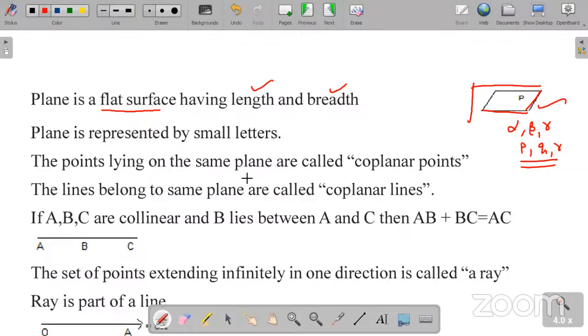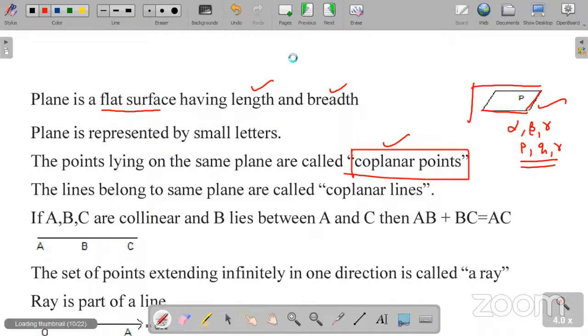The points lying on the same plane are called coplanar points. This is a very important concept. We have already discussed collinear points. What is the difference between collinear points and coplanar points? Collinear points are points which lie on the same line. Coplanar points are points which lie on the same plane.